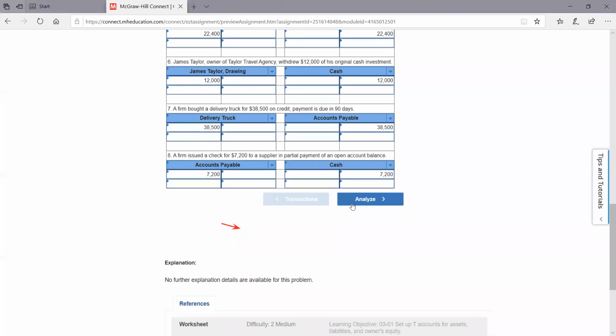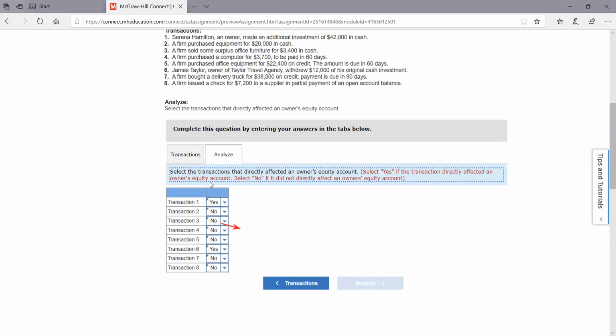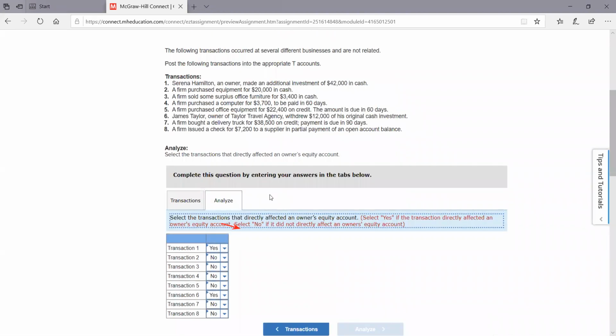And then on the analyze part, it says select the transaction that directly affected the owner's equity account. Of course, you can go back and review these and think about how, if it is an equity item, remember the equity accounts like expenses, revenue, and drawing all affect your equity, and of course your investments. As you can see, some of these, like transaction number 2, are just a shift in assets. You bought one asset for another asset. The same thing for 3, all you had affected was assets.